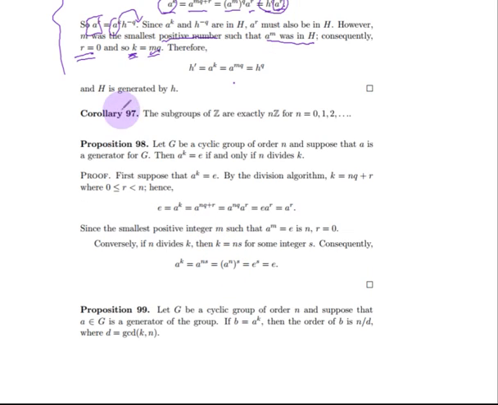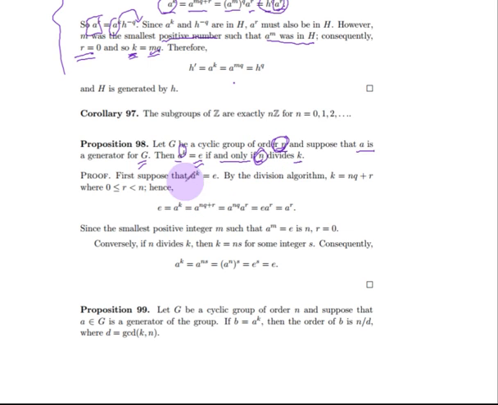Okay, similar proof here. Let G be a cyclic group of order n, and suppose that A is a generator for G. Then A to the k is equal to the identity if and only if n divides k. Remember, in a cyclic group of order n, a to the k is e if and only if this power k is divisible by the order of the group.